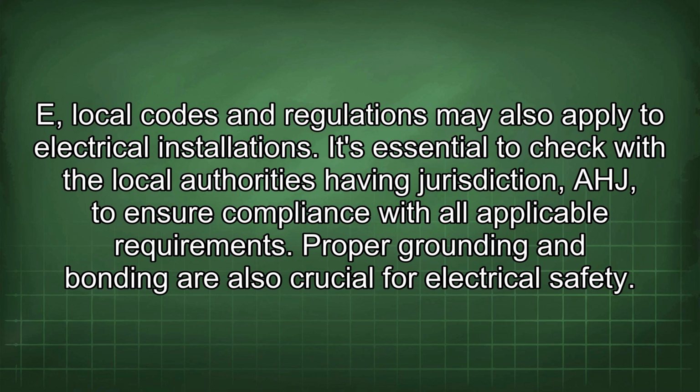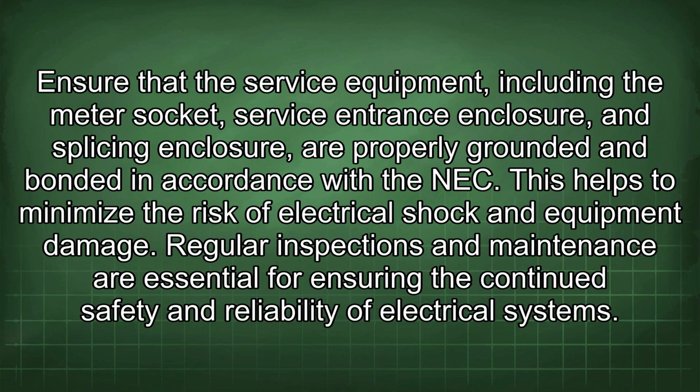In addition to the NEC and NFPA 70E, local codes and regulations may also apply to electrical installations. It's essential to check with the local authorities having jurisdiction, or AHJ, to ensure compliance with all applicable requirements. Proper grounding and bonding are also crucial for electrical safety. Ensure that the service equipment, including the meter socket, service entrance enclosure, and splicing enclosure, are properly grounded and bonded in accordance with the NEC. This helps to minimize the risk of electrical shock and equipment damage.